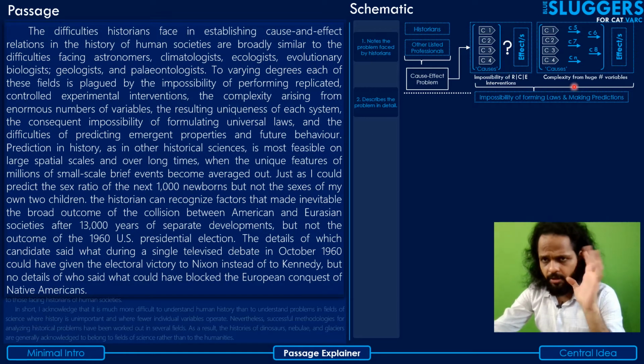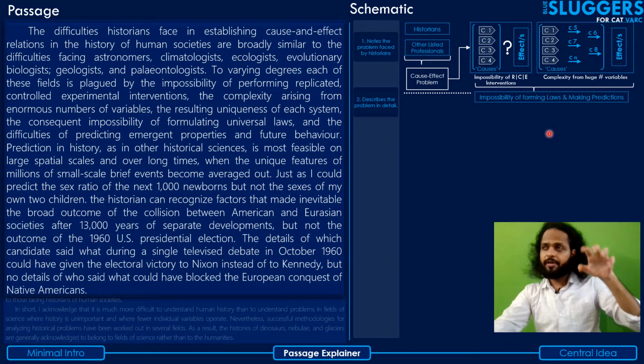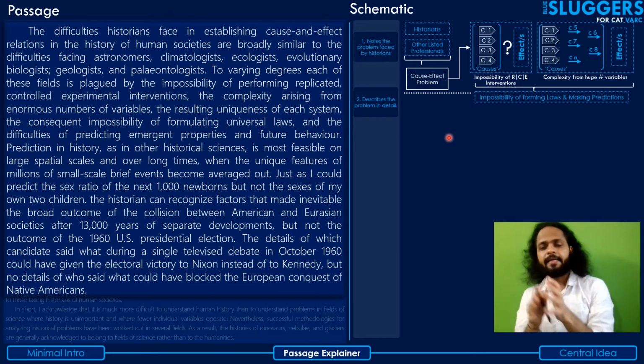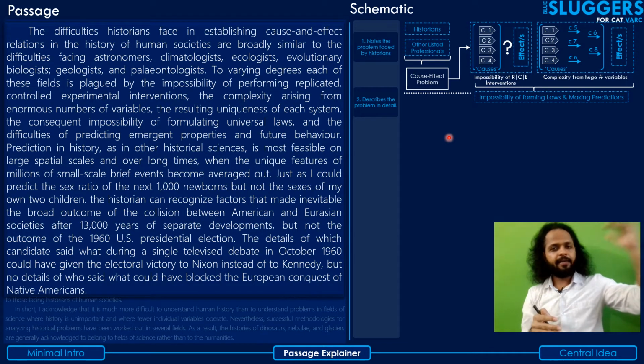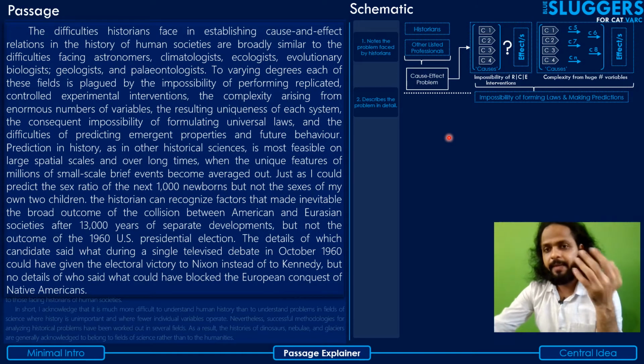And consequently, all of this leads to what? Consequently, all of this leads to the impossibility of formulating universal laws. Because of all of these problems, you won't be in a position where you can form a universal law. Whenever a country gets freedom, the main factors involved are A, B, and C, right? The three laws of freedom? No, you won't be able to do that because of these problems.